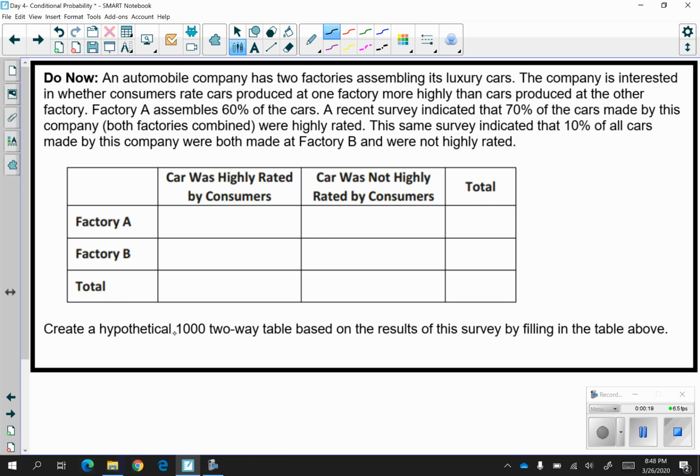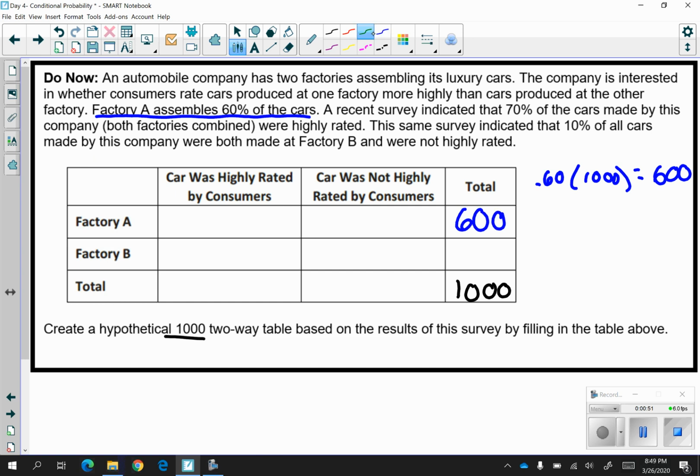Now this question does say to create a hypothetical 1,000 two-way table. So we're going to make our total 1,000. From there it says factory A assembles 60% of the cars. So you're going to go to the total for factory A and you're going to figure out that 60% of 1,000 is 600. And I'm going to put a 600 there.